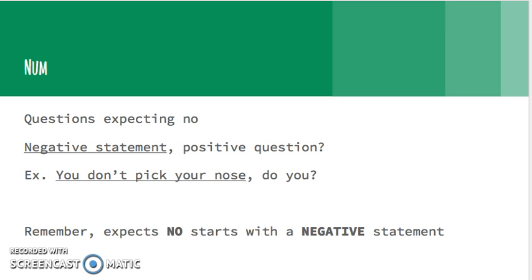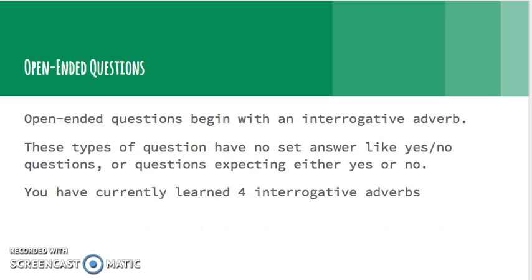All right. Moving on to the last kind of question. Open-ended questions begin with an interrogative adverb. These types of questions don't have a set answer like yes or no questions do, or questions either expecting yes or no do. There's a whole wide variety of things you could get for your answer.